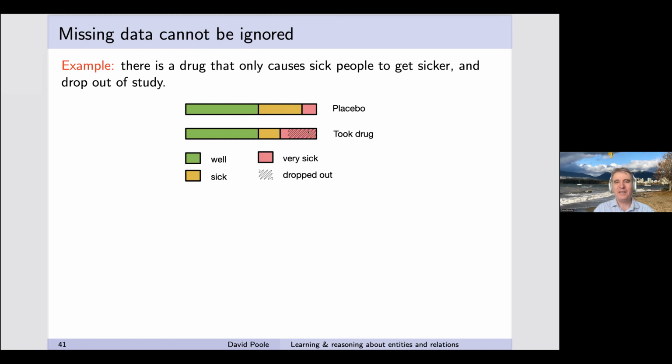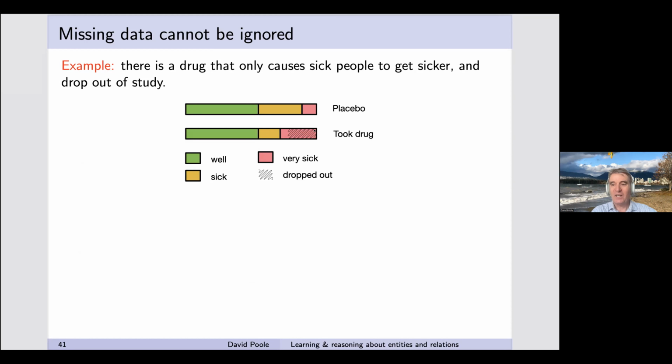And if we just ignore these sick people who dropped out, it looks really well, because a higher proportion of the people who took the drug, who didn't drop out, were well than the people who took the placebo. Lower proportion of very sick. So if you ignore these things, you can't do this. If you just ignore missing data, you get the exact wrong answer, right? It looks as though it works and doesn't work.